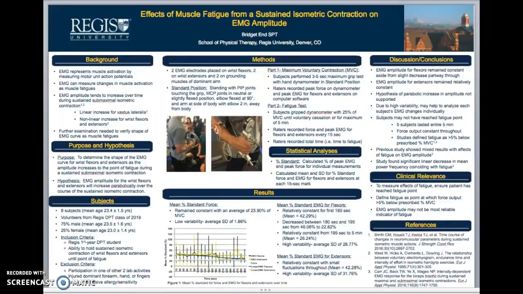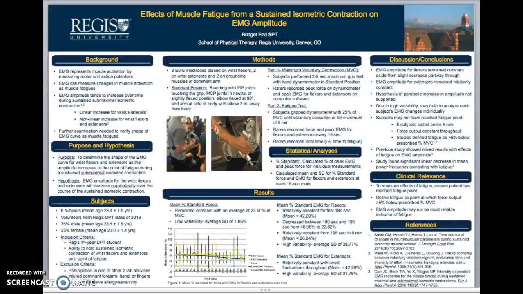The yellow line shows EMG for extensors, and that was relatively constant throughout, although it had some fluctuations. And the gray line shows the force output, which was relatively constant throughout, which is what we had hoped for. Our results did not support our hypothesis, since the amplitude did not increase for either the flexors or extensors.